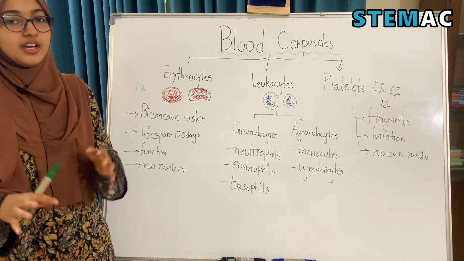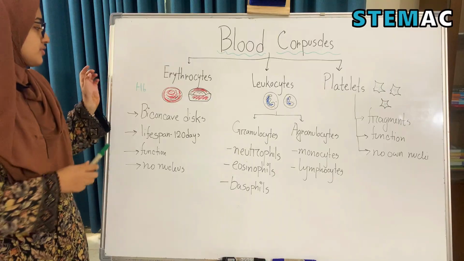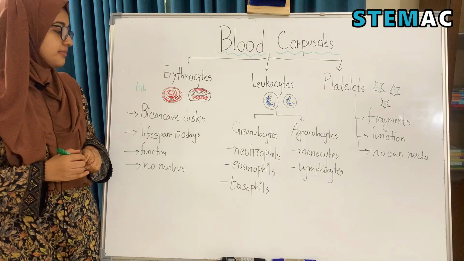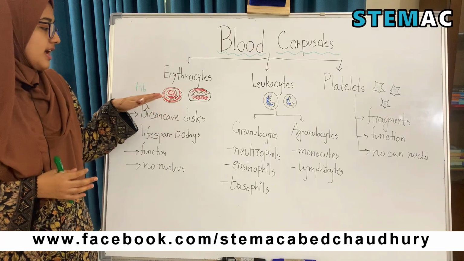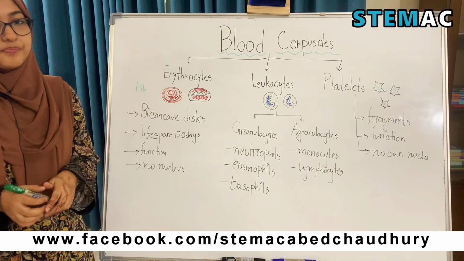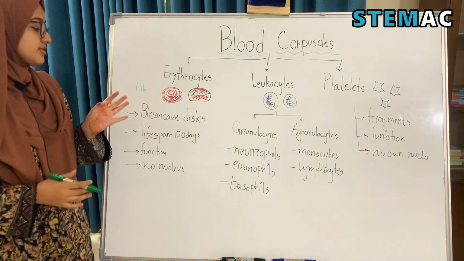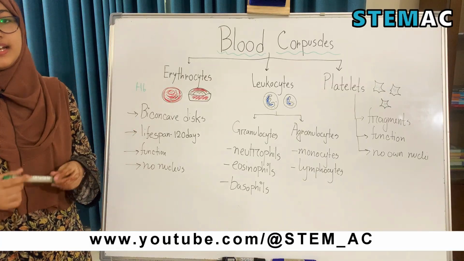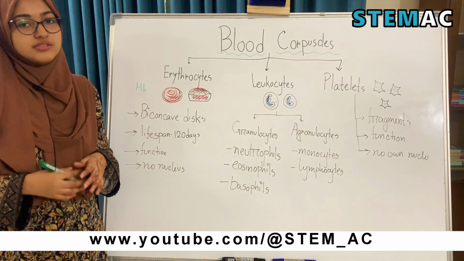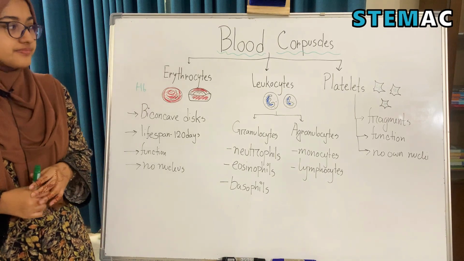They have a good concentration of hemoglobin in them. The shape is biconcave discs, and they have no nucleus in them. The lifespan of erythrocytes is 120 days. And the function is they help to deliver oxygen throughout the tissues of the body.